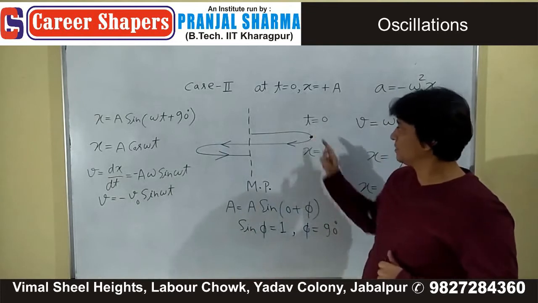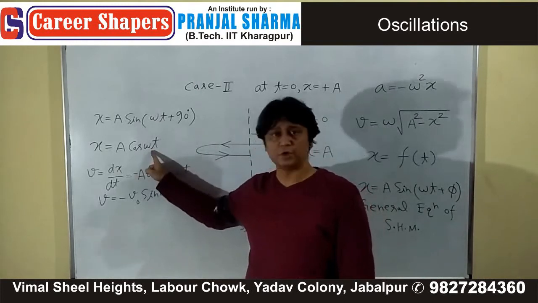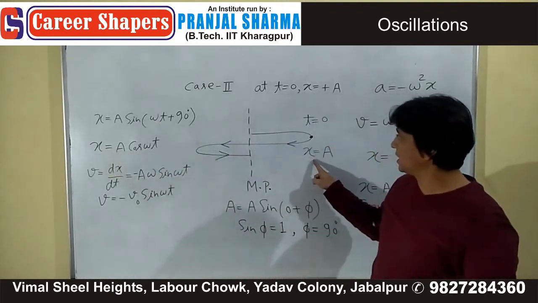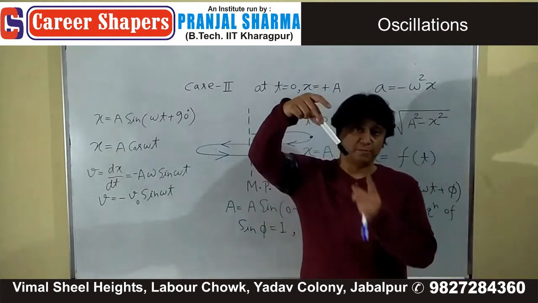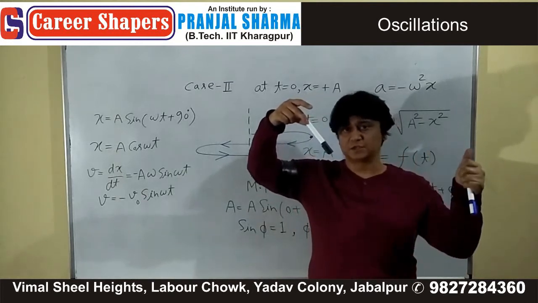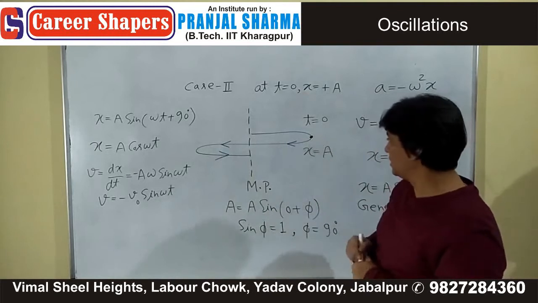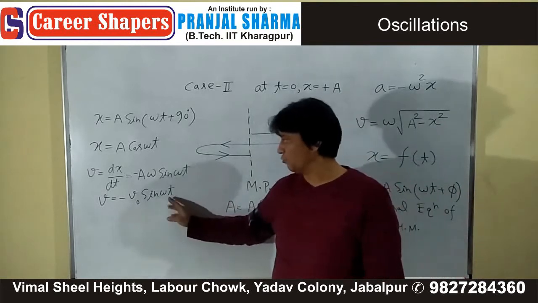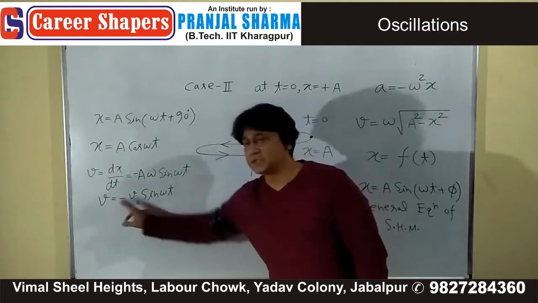At t equals 0, what is x? a. Put this value in this equation. When t is 0, what is cos 0? Cos 0 is 1, and therefore x is coming a. But you know that object is at the amplitude. If object is at the amplitude, then for the second observer, just when he starts his stopwatch, velocity of the ball is what? 0. At this point, you know that velocity is zero. That's what is happening in this. What if you put t zero, then sine zero is what? Zero. v is coming zero.